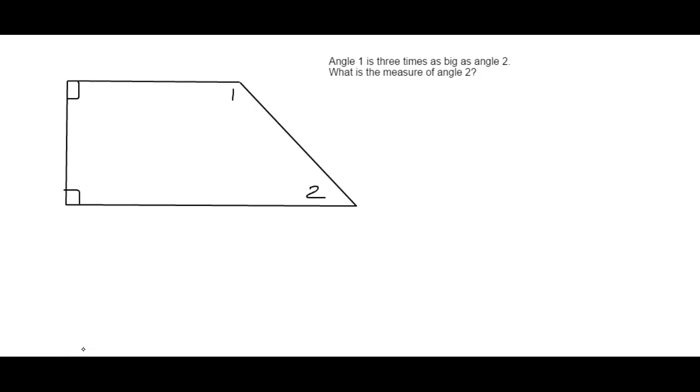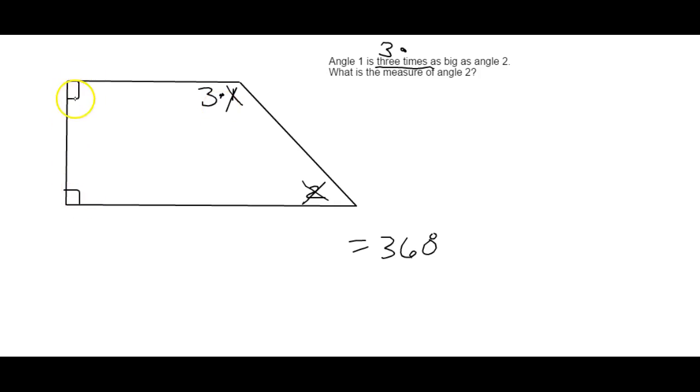Now let's look at a quadrilateral. We have to remember that a quadrilateral does add up to be 360 degrees. Then it says the measure of angle 1 is 3 times as big as angle 2. What is the measure of angle 2? This time instead of 2 times, they said 3 times. So angle 2, instead of calling it 2, I'm going to give it a variable. Let's call it x. And then angle 1 is 3 times angle 2, so 3 times x.